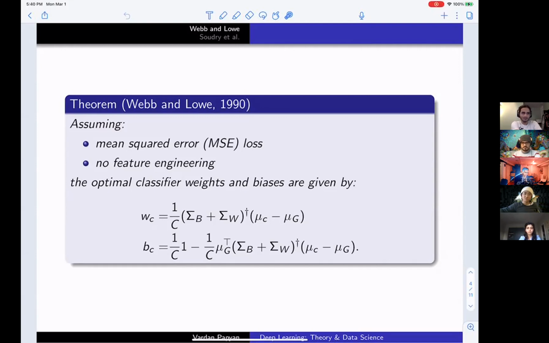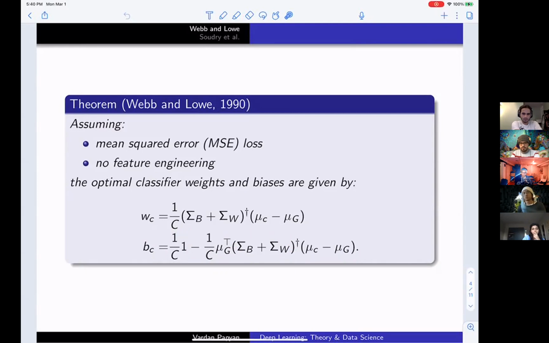Does anyone remember this being derived? You do? Okay. And also derived in front of your eyes was the optimal bias, which is equal to 1 over c multiplied by a ones vector minus this expression. So it's mu c minus mu g, the between class covariance plus the within class covariance inverse, multiplied by the global mean transpose.